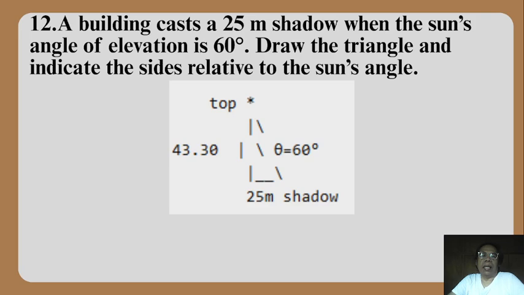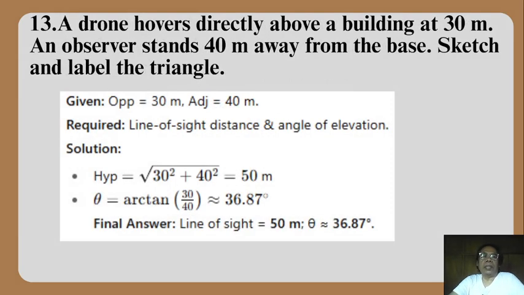So the angle of inclination of the building is 60 degrees, and the shadow is 25 meters, and the height was computed to be 43.30 meters. Number 13. A drone hovers directly above a building at 30 meters.